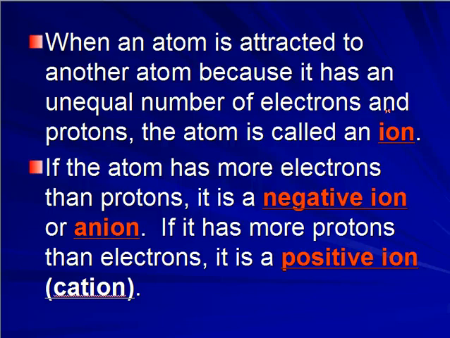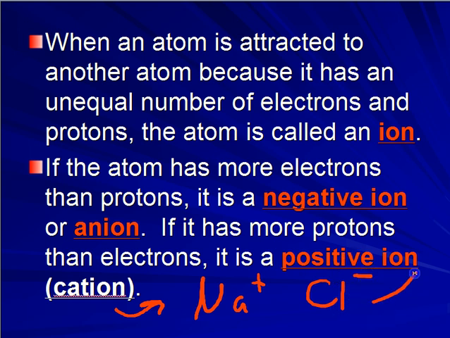If the atom has more electrons than protons, it's a negative ion. Sometimes they call this an anion. And if it has more protons than electrons, it's called a positive ion. So in the sodium chloride, if you remember, the sodium was your positive. So this would be your positive ion, or sometimes called a cation. And your chlorine here was your negative. So this would be called your negative ion, or sometimes an anion.